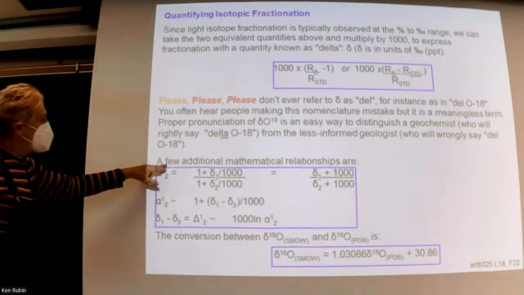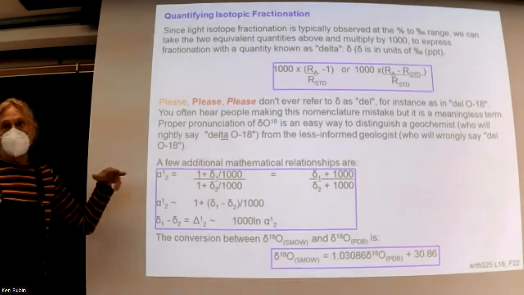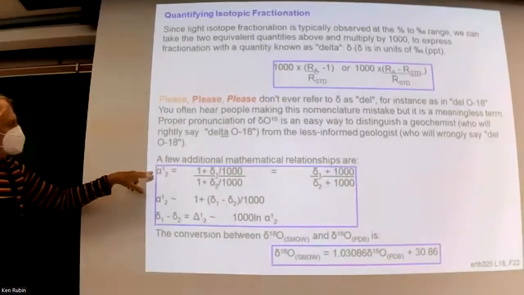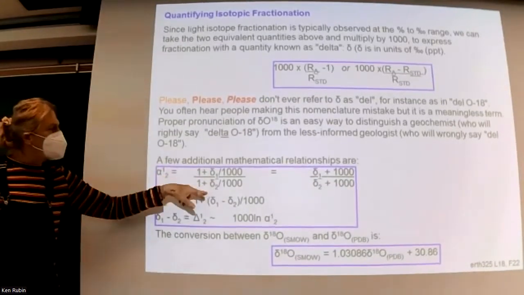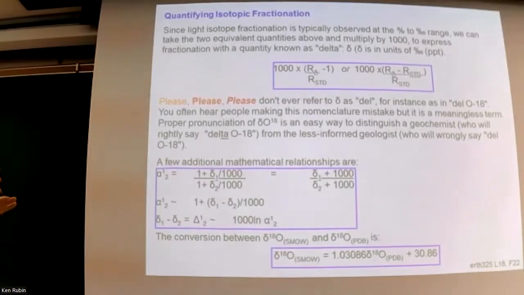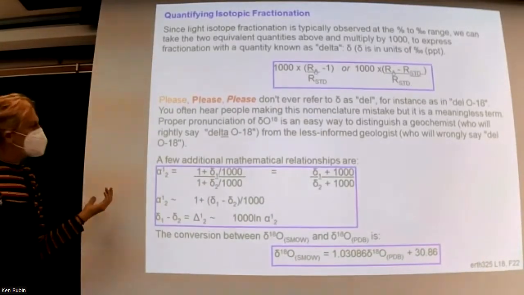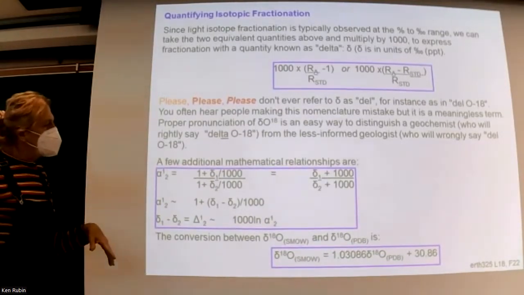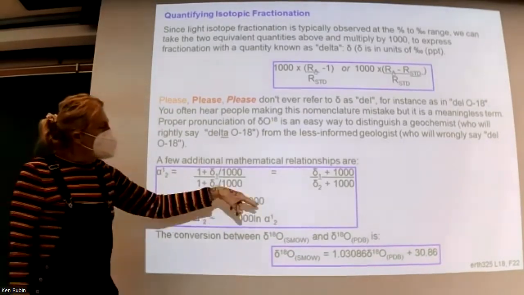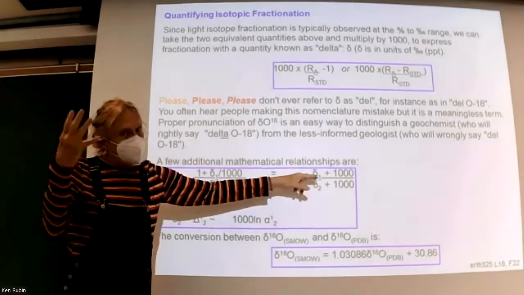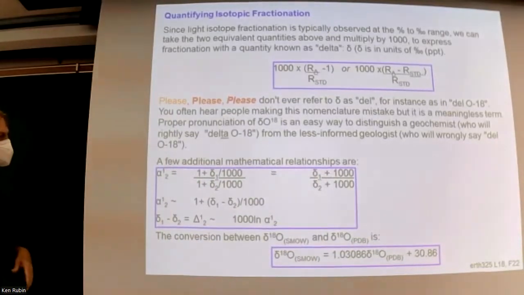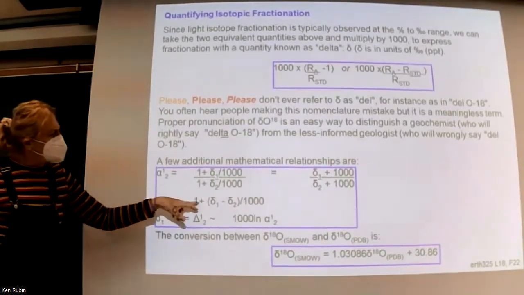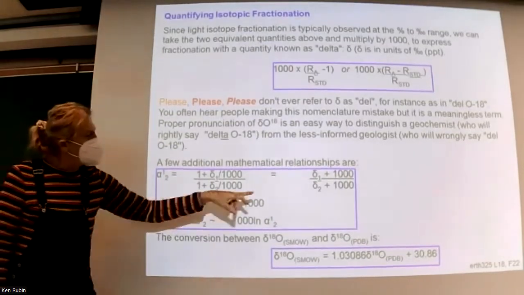So here's some other relationships. Remember that alpha we talked about, which comes from the equilibrium constant? This is how alpha relates to the delta of the two materials that were equilibrating with each other. So it's, again, a chemical transformation, and basically you take each of the deltas and you add 1,000 to it, and then you divide them by each other. Okay, and this is a slight approximation of what that is.